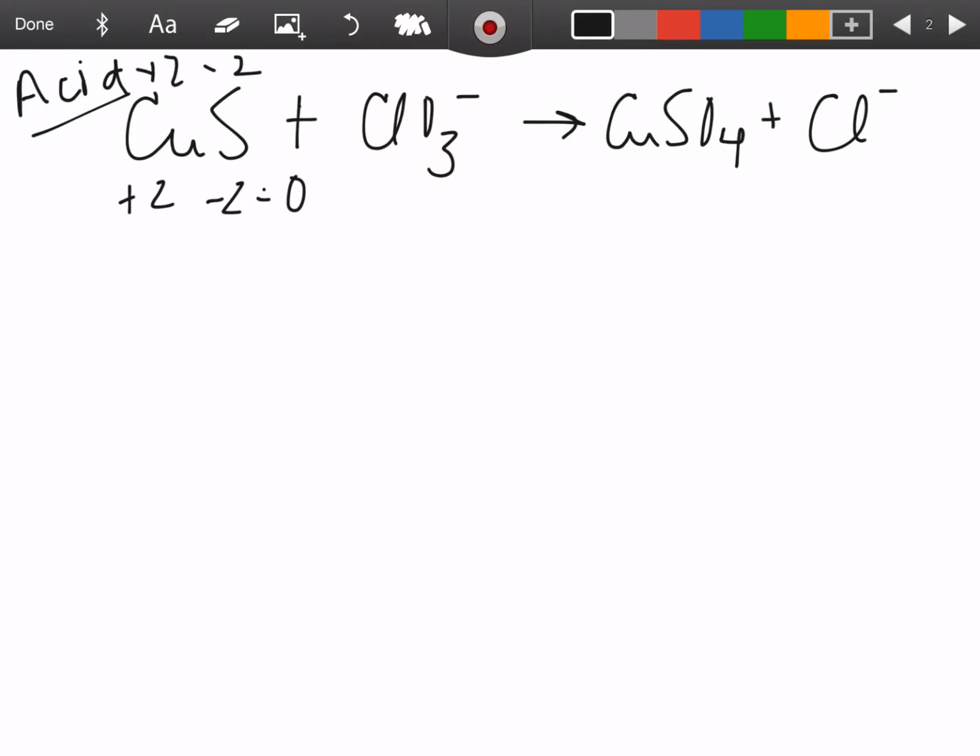The chlorine, let's take a look at the oxygen first. We get a -2 for the oxygen, that's a grand total of -6. We have to have a charge of -1, and therefore the chlorine must be a +5.